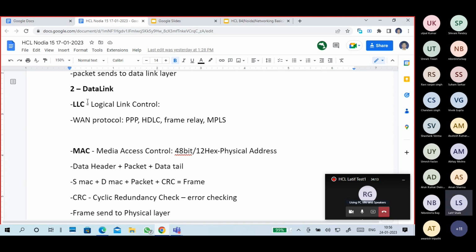Okay, data link layer, LLC and MAC address. The data link layer has two sublayers. One is LLC and the other is MAC. LLC is actually dealing with the WAN protocols. When you are communicating in the WAN, what are the WAN connecting devices? That is router, modem. Okay, WAN communication. That time we use WAN protocols.